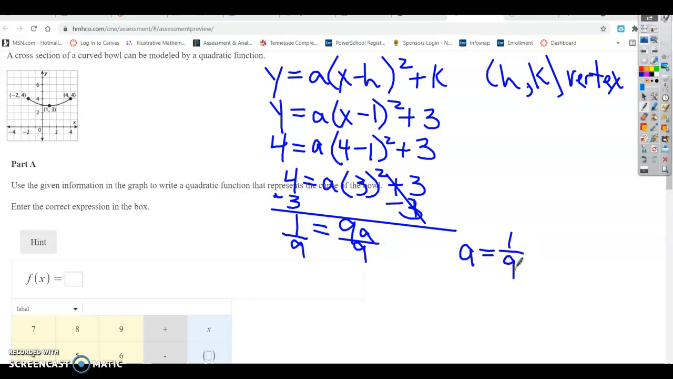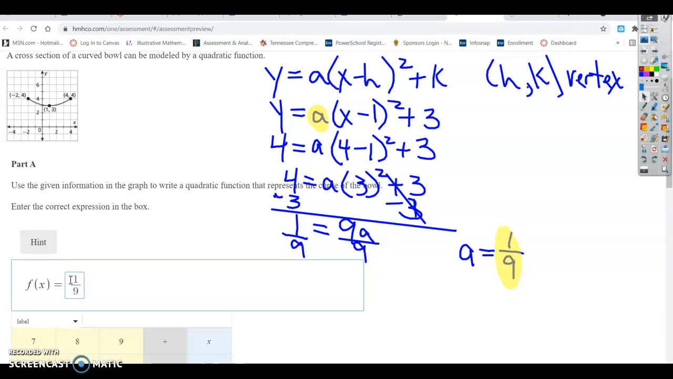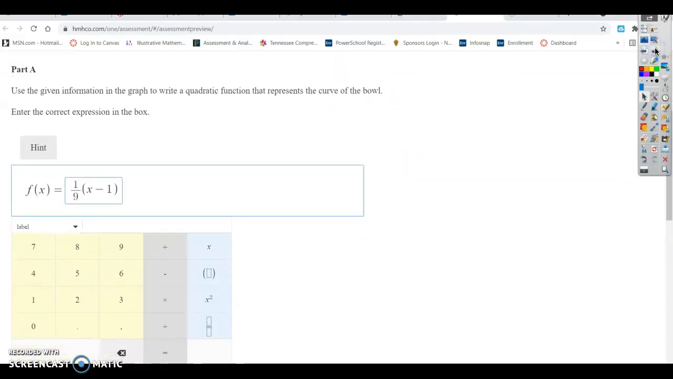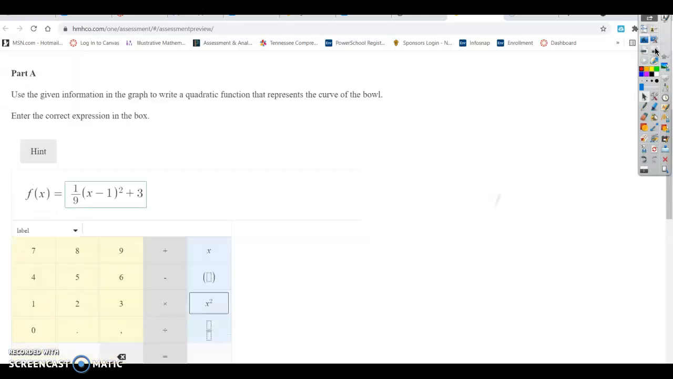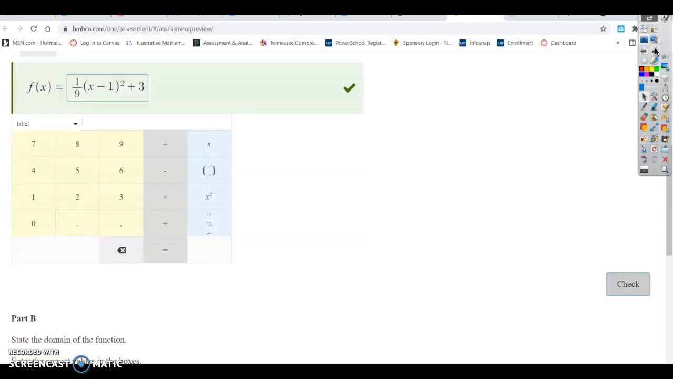All right, so just like before, we're going to substitute the a back into this equation, because we already put the vertex in there. All we needed was the a, and that's going to be the function that we put. So we're going to do 1/9, then parentheses x minus 1, and then, let's see, do I have a squared button? Here we go. And then plus 3. And so that's your equation.